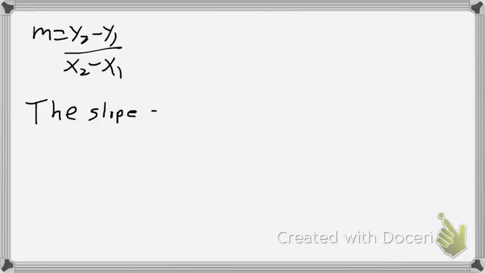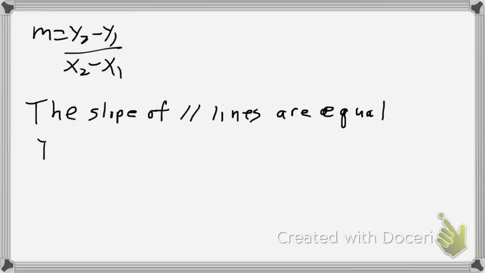And again, the three things you need to know, and we spent all day yesterday reviewing this. The slope of parallel lines are what? They're equal to each other, right? The slope of parallel lines are equal to each other, and that's how you know they're parallel. You know that lines are parallel because their slopes are equal and their intercepts are different.